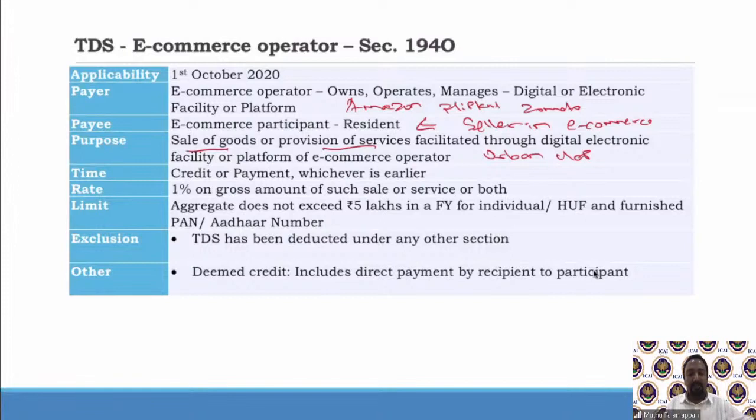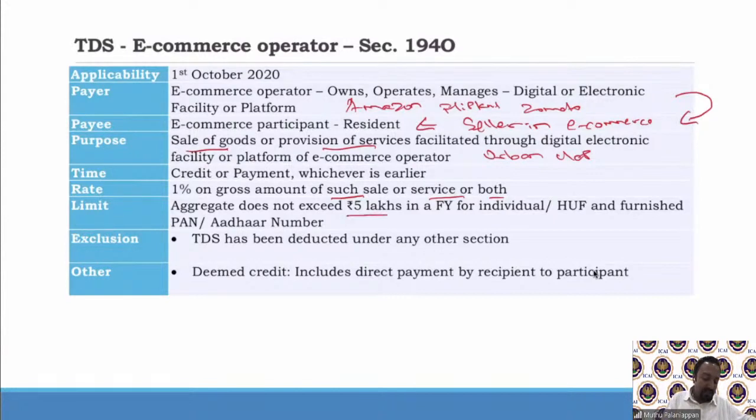Credit or payment, whichever is earlier. So whenever this e-commerce operator is paying the e-commerce participant, the seller, then on credit or payment, whichever is earlier, what is the rate? 1% on the gross amount of such sale or service or both. So whatever amount the e-commerce operator is paying to the e-commerce participant, at the time of payment, 1% of the gross amount should be deducted.